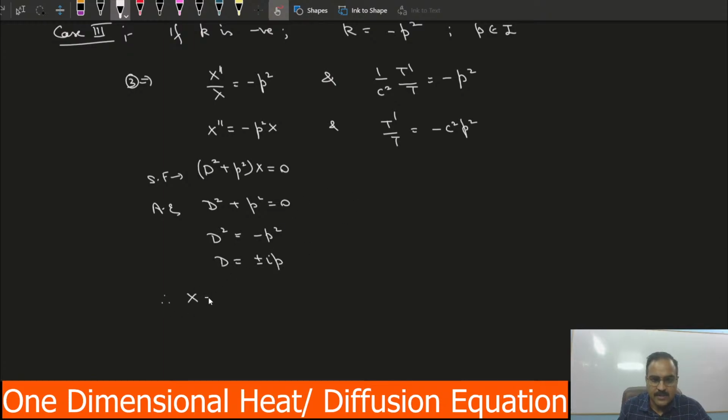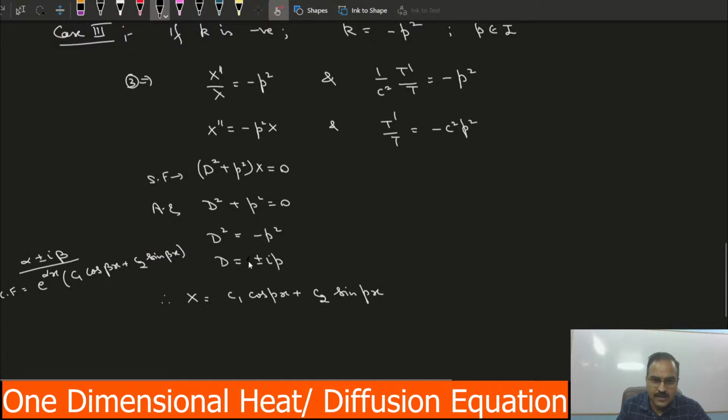So for this one we have x is equal to c1 cos of px plus c2 sine of px. How did we get this one? If we are aware that we have alpha plus minus iota beta as a root, then in that case the CF, that is complementary function, will be e raised to power alpha x into c1 cos of beta x plus c2 sine of beta x. Now in this case we have alpha as 0 and beta as p. So I substitute alpha as 0 and beta as p. Okay, so after substituting we get this result.